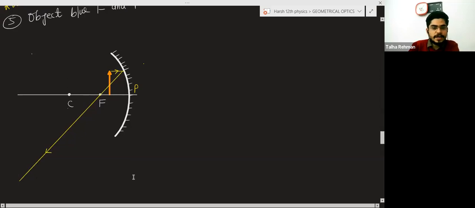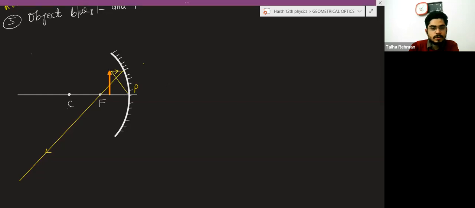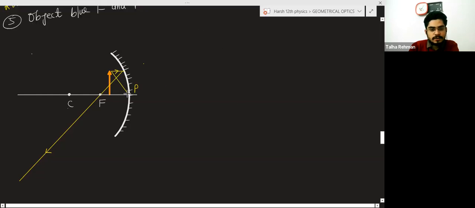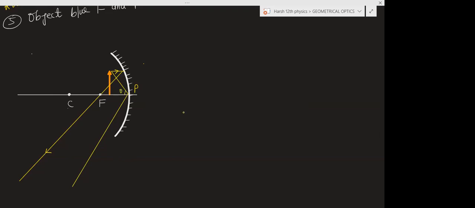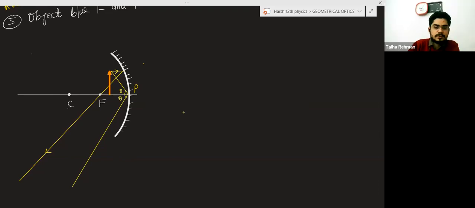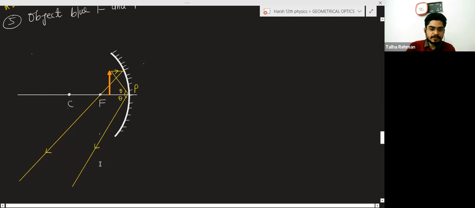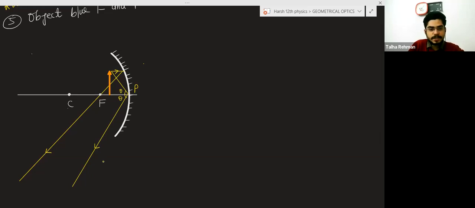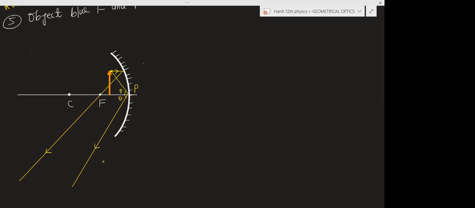Now another ray of light is falling on the pole, and after reflection it will make an equal angle with the pole. Yes, sir. We know this rule. If this is theta, then this is also theta. Now these are the reflected rays, and these reflected rays are diverging rays, and diverging rays will never meet. Yes, sir. They will never meet.